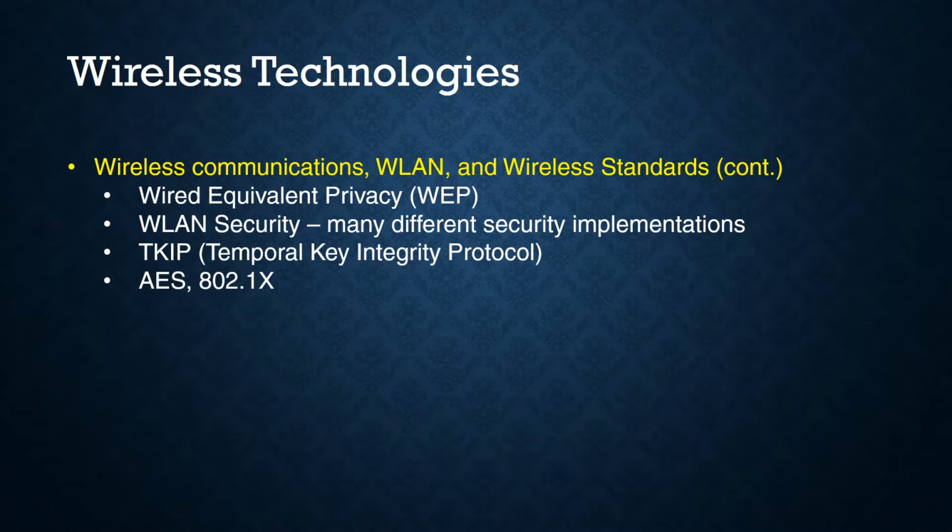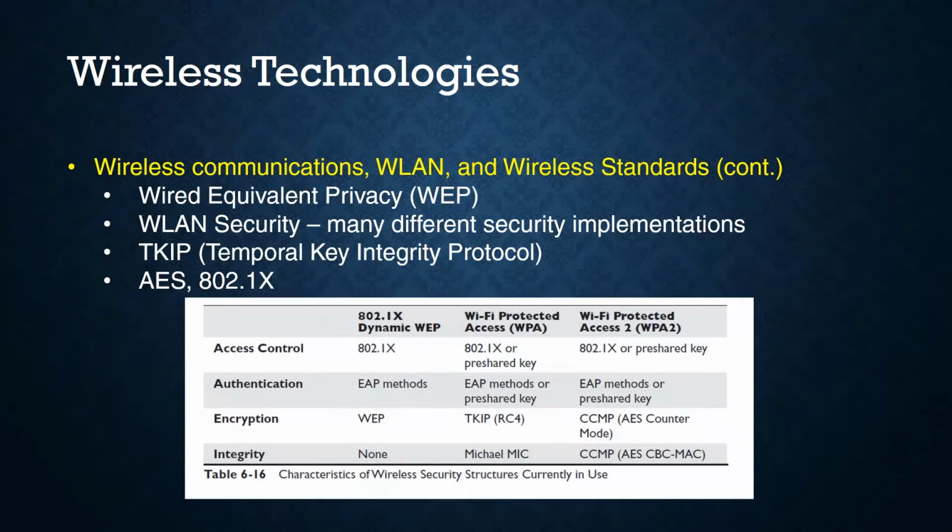So TKIP, Temporal Key Integrity Protocol, was created by the 802.11i task force as well as the Wi-Fi Alliance. It was meant to replace WEP as well as to make it better by strengthening it. And there's AES and 802.1x, and here are the different variety of security structures that are currently used today.